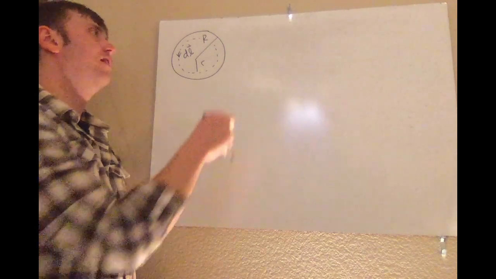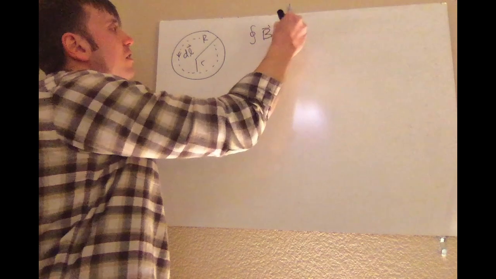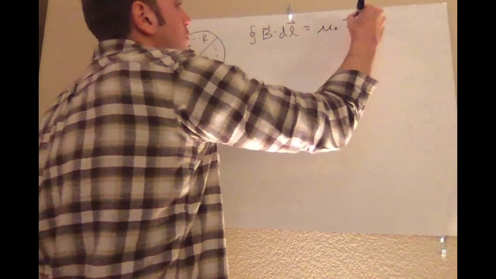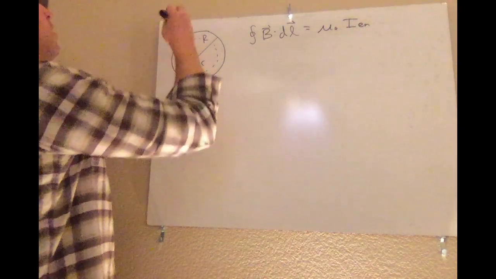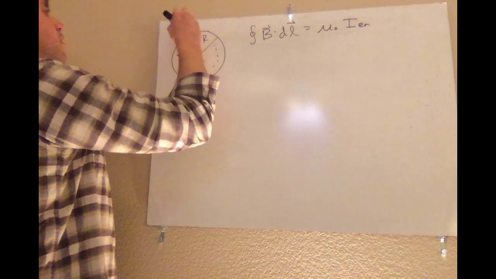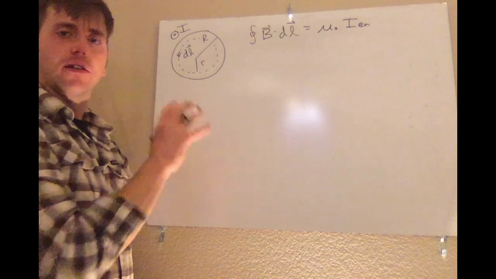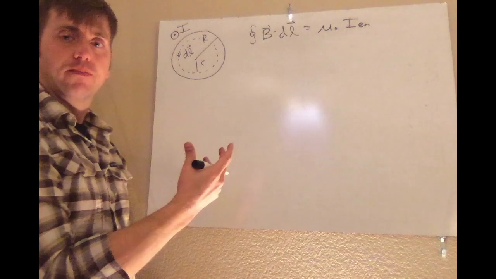Okay, so with that said, we're using Ampere's law. B dot dl equals mu naught times I enclosed. So for now, I want you to imagine that the current is, let's say, coming out of the page. So there's I for this wire. We're not enclosing the entire current with this loop. In fact, we're only enclosing a portion of it, right?